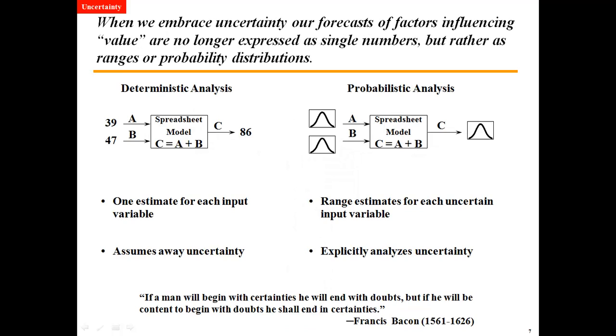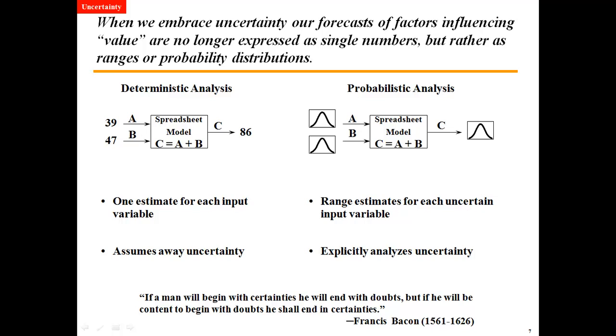When we embrace uncertainty, our forecasts of factors influencing value are no longer expressed as single numbers, but rather as ranges or probability distributions. What we'll see in deterministic analysis, which means no probabilities, is a model that says C is equal to A plus B. You have inputs of 39 and 47, and the output is the sum of those two, which gives you 86. One estimate for each input variable.